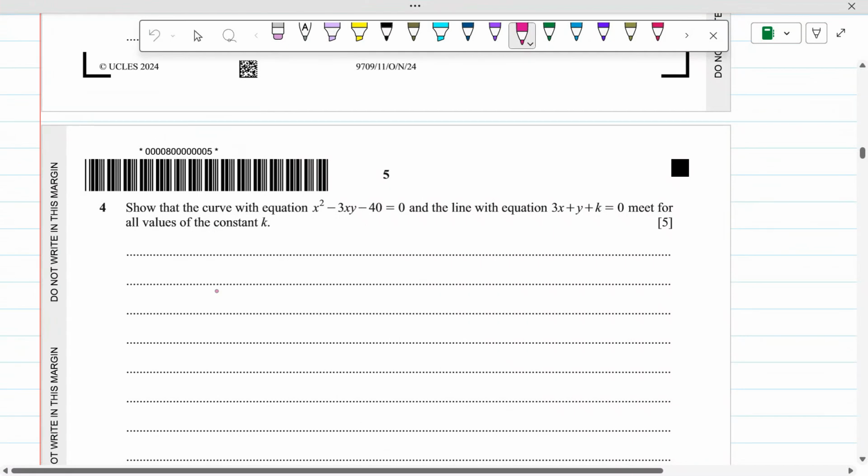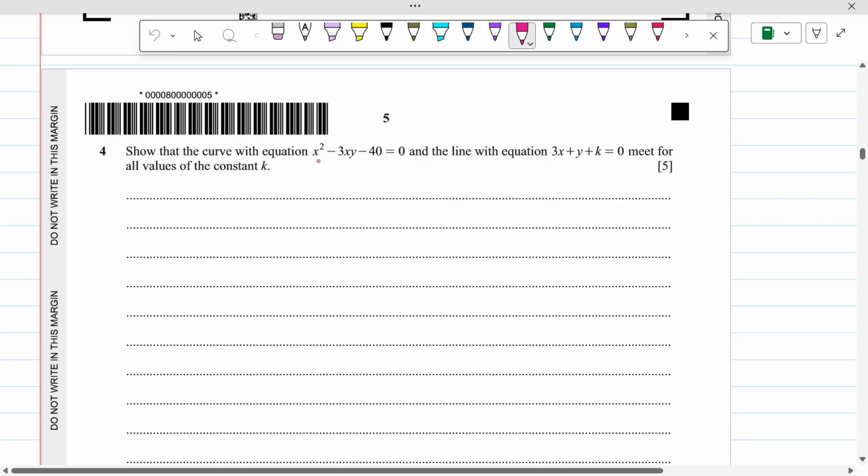Question number 4. Show that the curve with equation x squared minus 3xy minus 40 equals 0 and the line with equation 3x plus y plus k equals 0 meet for all values of the constant k. It is given that this curve and the line meet, so it means there are intersecting points.